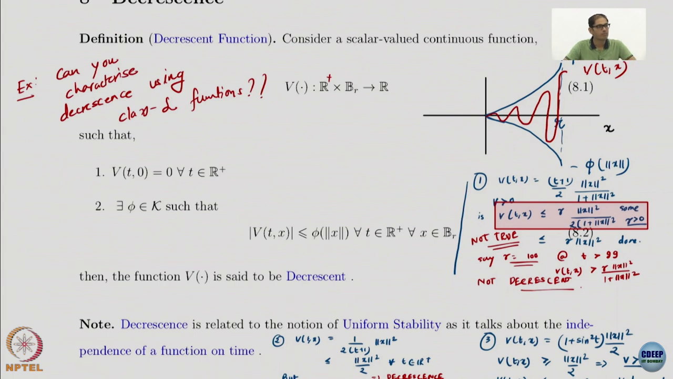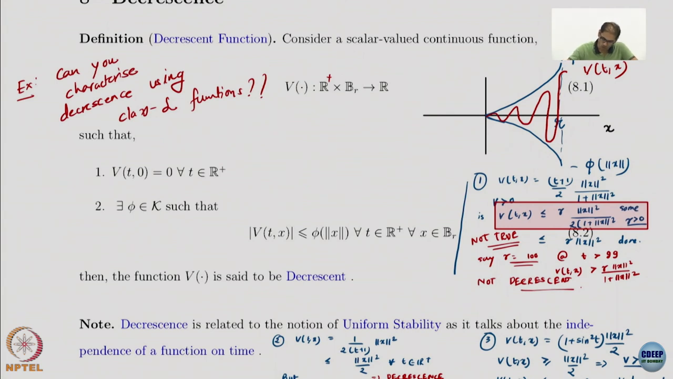Because this is also somehow doing an upper bounding instead of a lower bounding, right. It seems like it is doing an upper bounding instead of a lower bounding. So the question is, can you use class L functions in some sense? Can you use class L functions to characterize decrescent functions? I want you to think about it.